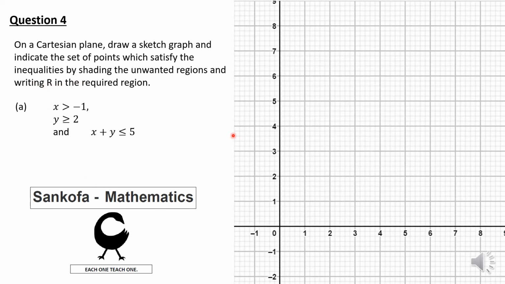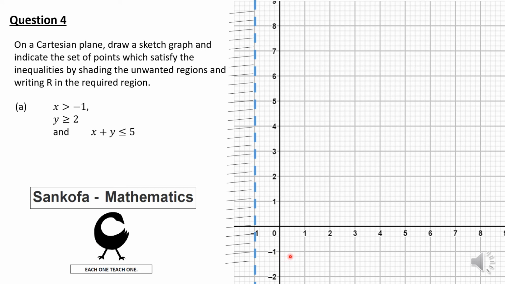Okay, so now I'm bringing in my Cartesian plane. I'm going to take the first one here. The first one, I'm going to draw the line x is equal to negative 1, but it's going to be a dotted line like that. So values of x that are greater than negative 1 are on the right side of the line. So we're going to shade whatever is on the left side, like what I've done here.